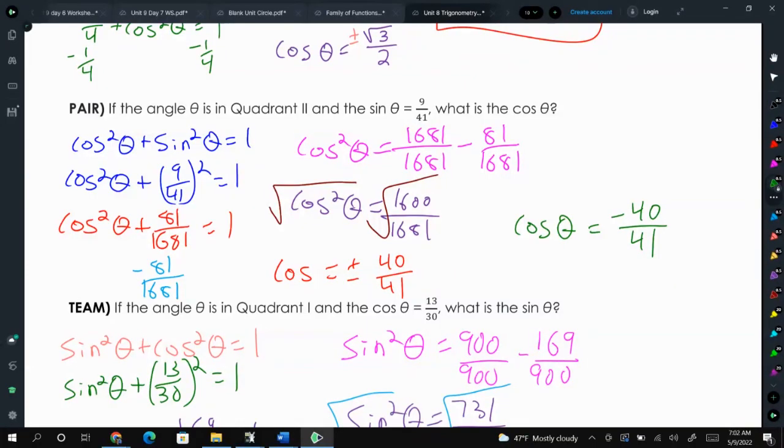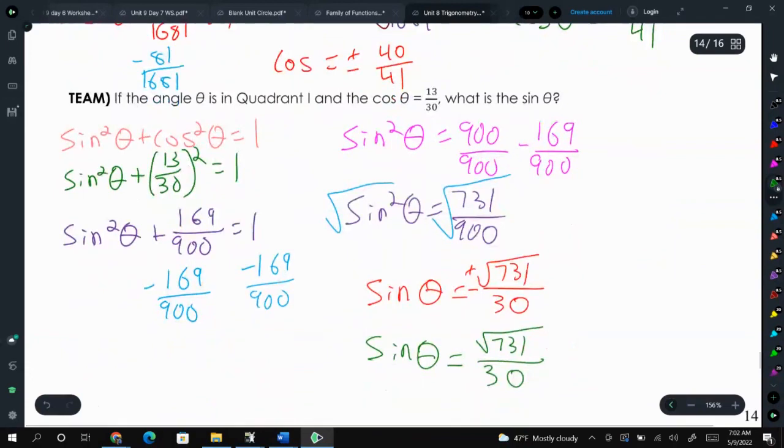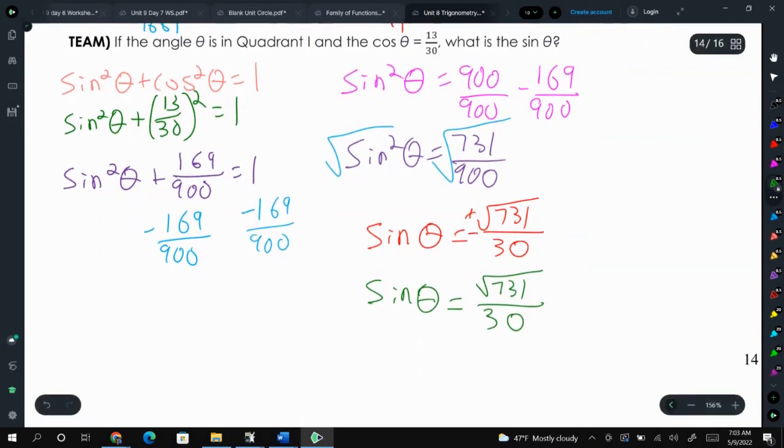Now, when it comes to the second problem, it didn't have a perfect square in the numerator, but everything else still works out the same. Cosine was 13 over 30. So when I squared that, I got 169 over 900. And then worked my way through, I got sine squared equals 731 over 900. And when I took the square root of the top and bottom, the denominator, 900, the square root of that was 30, but 731 did not have a perfect square factor, so I couldn't simplify that radical, making this our final answer.